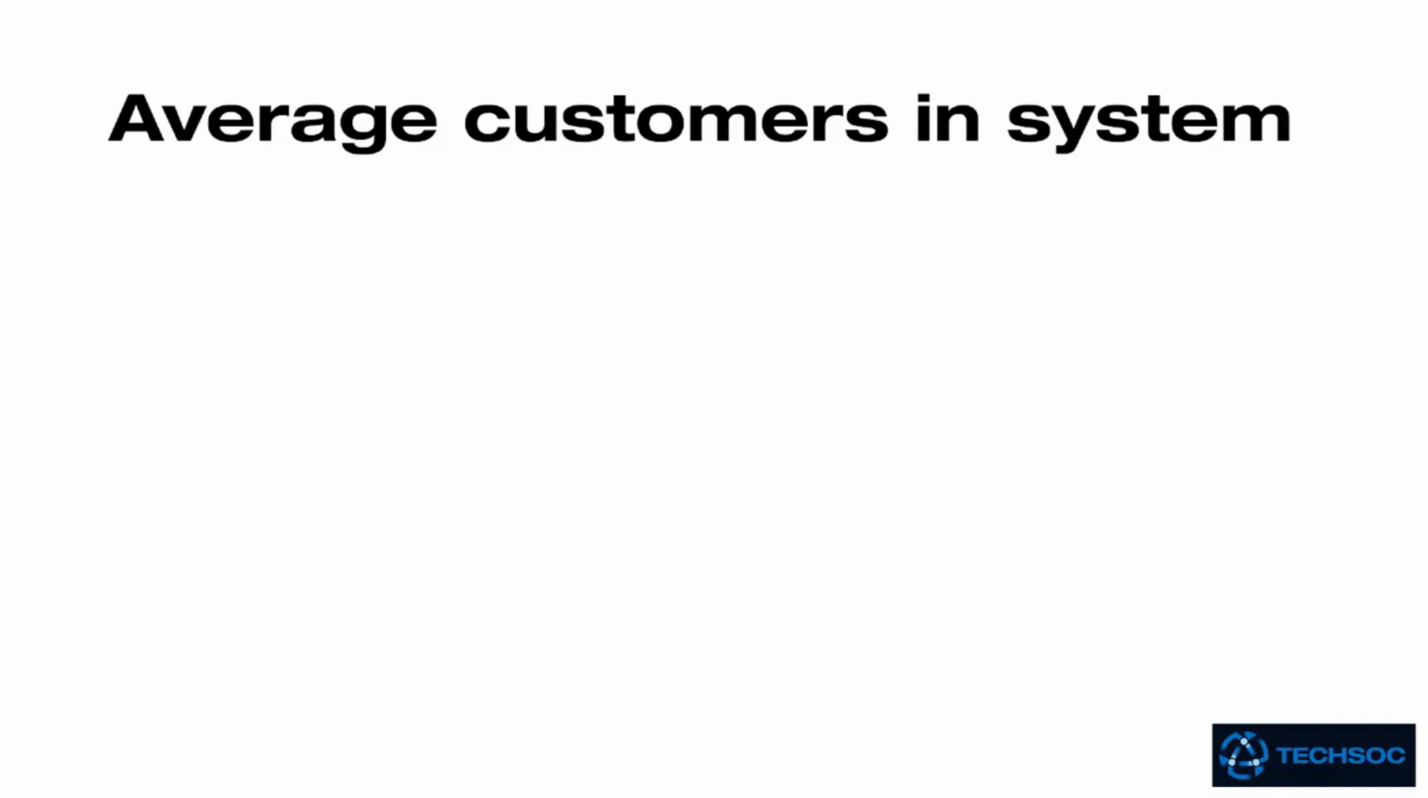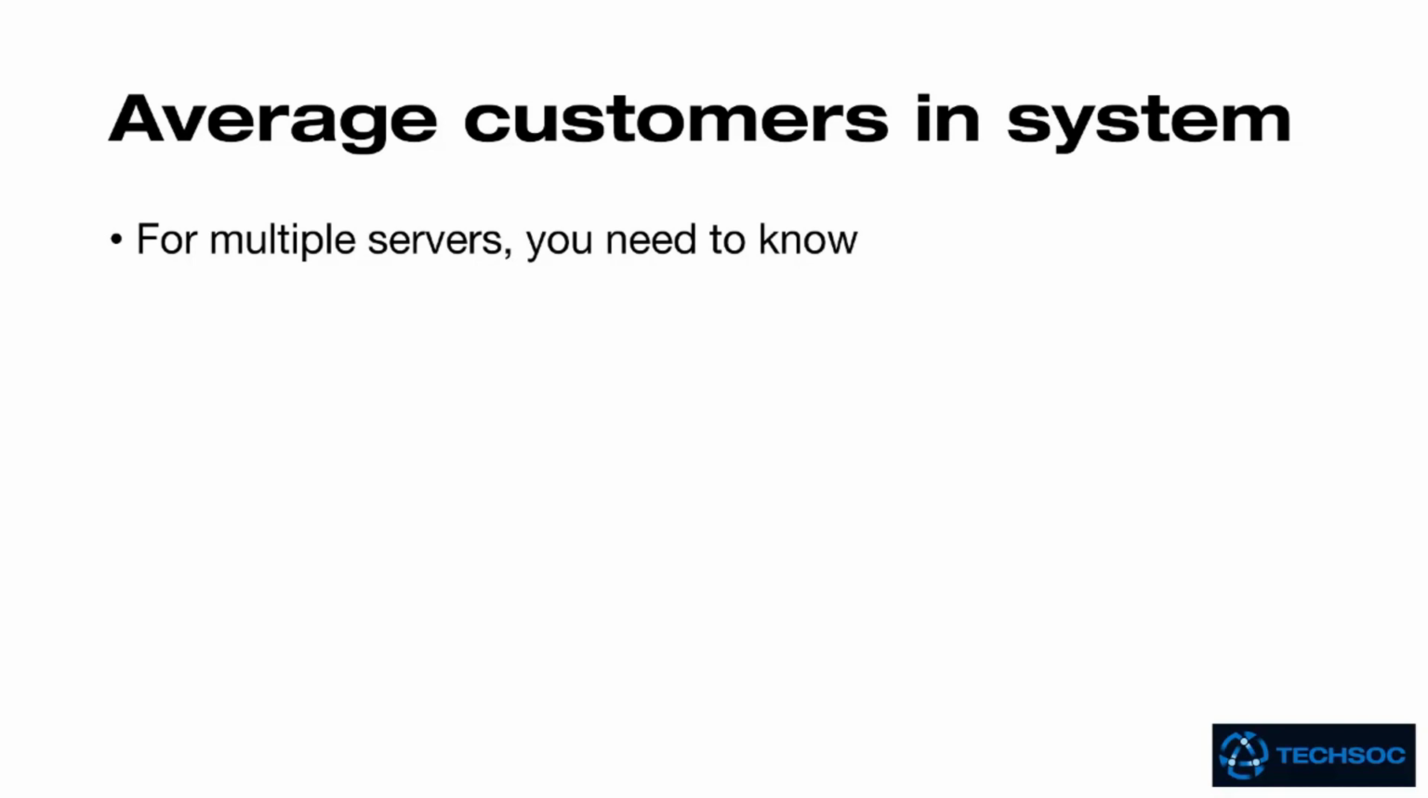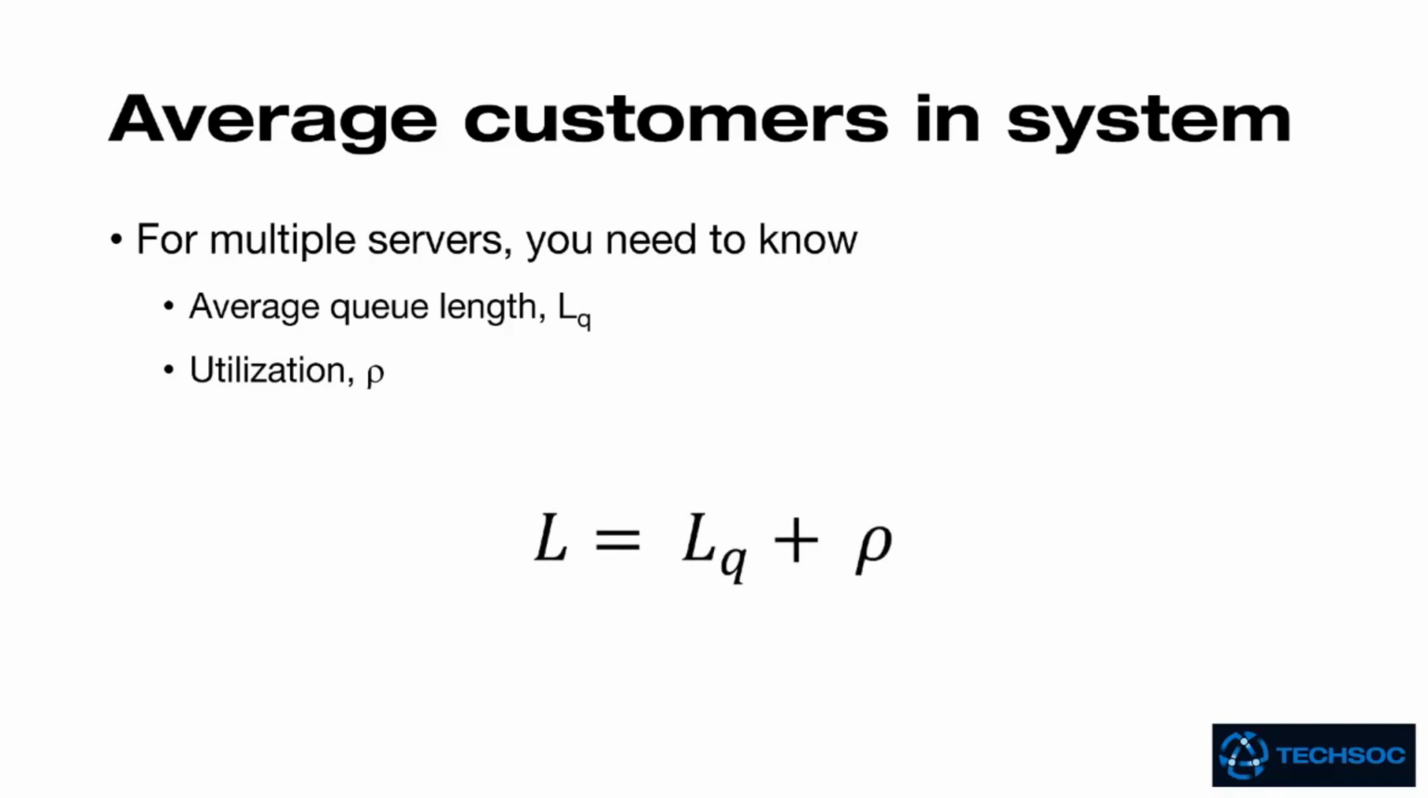For multiple servers, it's a little bit more complicated, but not much. You need to know the average queue length, which we calculated in the previous movie, and the utilization, again, rho. And here's what you have. The average number of customers in the system is the average queue length plus the utilization, or rho. Now let's switch over to Excel and show how to implement those calculations in a worksheet.